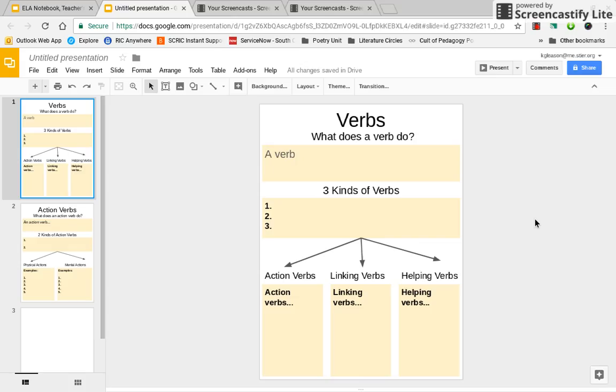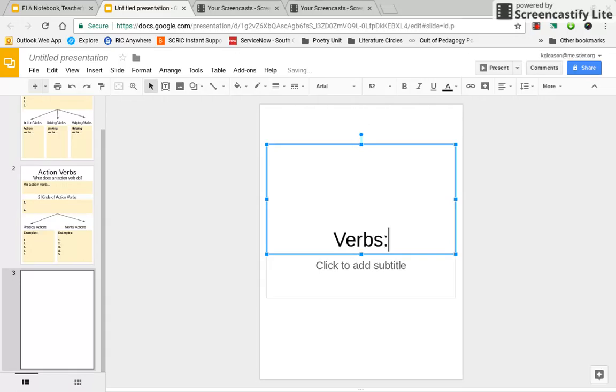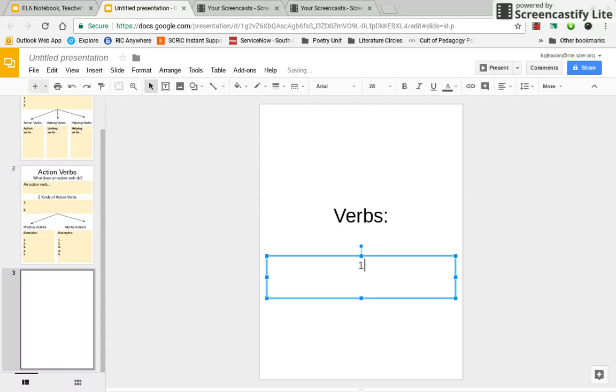Hello, today we are going to learn about verbs. We have a couple of objectives or goals. You do not have to write these down in your notebook, but the first objective is that we want you to be able to define verb, and we want you to be able to define action verbs in particular.